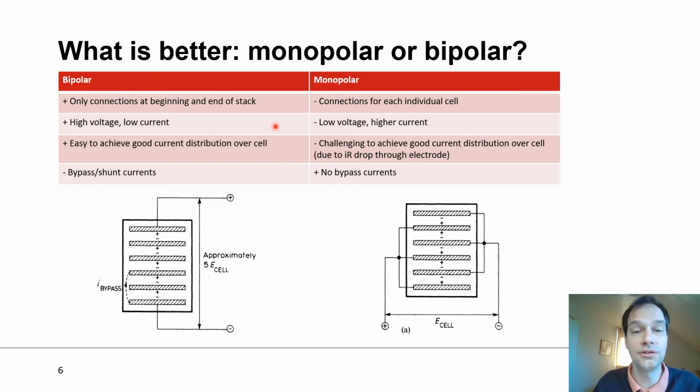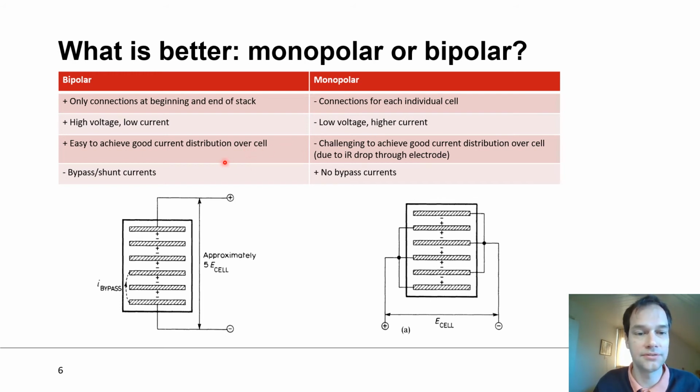The bipolar also has as advantage that you have a high voltage over the stack and a relatively low current. Whereas in the monopolar system you have a low voltage and a higher current. Now why is that better for bipolar? Because for the electrotechnical system, so the transformers and the rectifiers, it's cheaper to get high voltage and low current compared to low voltage and high current.